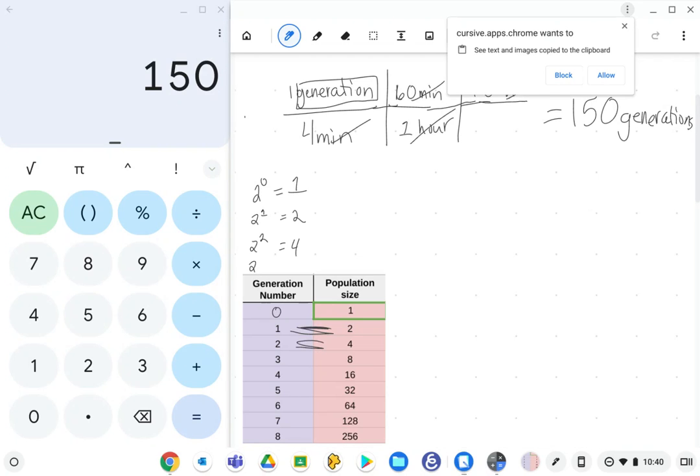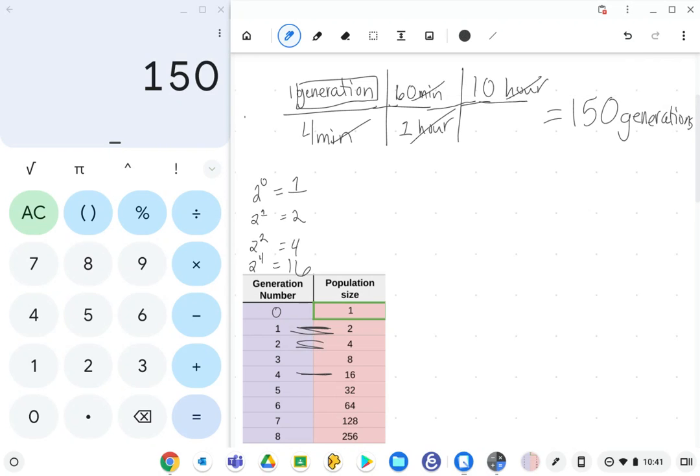2 to the 4th equals 16. That's what we get for our fourth generation. So we can just set our generation number as our exponent. So when we do this equation, our generation number, which in this case is 150, becomes our exponent. And since we started with 8 cells, we just multiply by 8. So we can just do 8 times 2 to the 150th power because we have 150 generations.